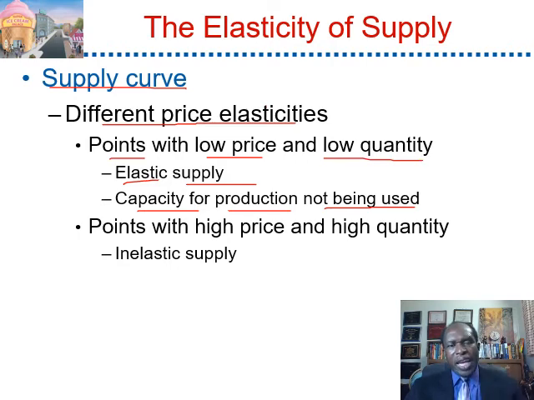On the other hand, points with a high price and high quantity will lead to inelastic supply, meaning that the value of elasticity is less than 1, between 0 and 1, and therefore the percentage change of the quantity supplied is less than the percentage change of the price.